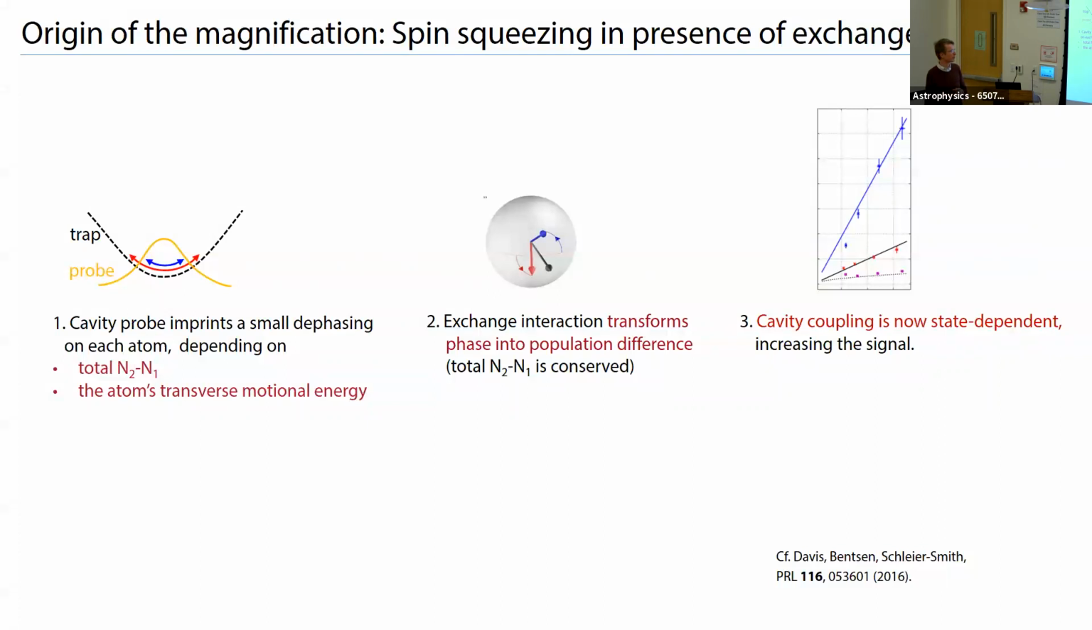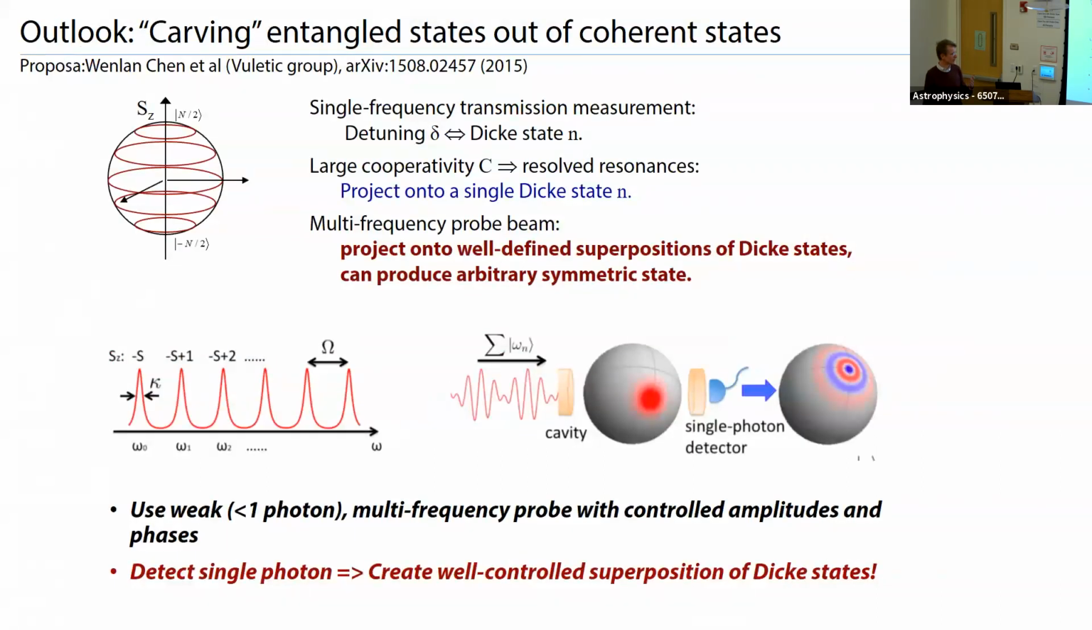And just in case you're curious, what's going on in our group? One thing I'd like to get to at one stage is an idea that originally comes from Vuletić's lab. If you generalize this idea of the cavity as a Dicke state detector, you realize that, as Dicke states form a basis of the symmetric states of your atomic ensemble, by driving a cavity with a superposition of different probe frequencies, you can actually project your atomic ensemble into a superposition of Dicke states. That means that you can produce a fairly general class of entangled states by driving a cavity with a single photon that is in a superposition of frequencies. That's really cool. That's something I'd like to see in an experiment.